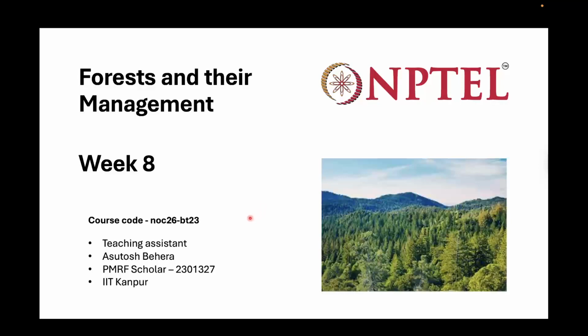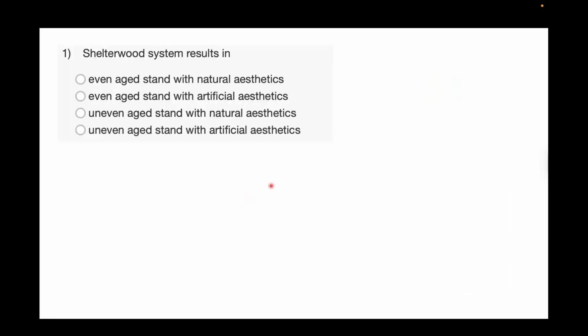Looking at the first question. Question number 1: shelterwood system results in dash. Option A, even age stand with natural aesthetics. Option B, even age stand with artificial aesthetics. Option C, uneven age stand with natural aesthetics. And option D, uneven age stands with artificial aesthetics.